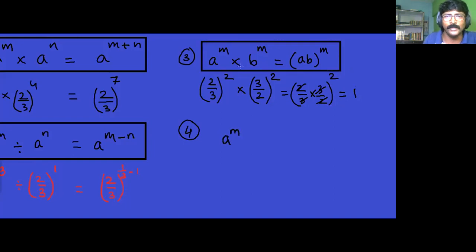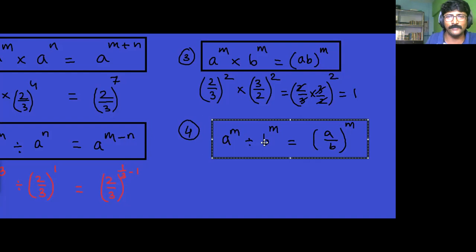A power n. Now it was product that happened. Guess what will happen over here? What will come over here? Okay, many people guessed it perfectly. It will become division: a power m divided by b power m will become a by b raised to the power m. And now this is the rule: a power m divided by b power m is equal to a by b raised to power m.